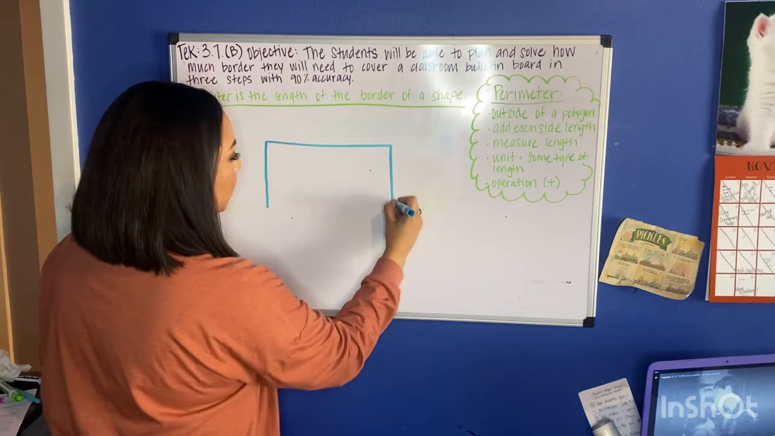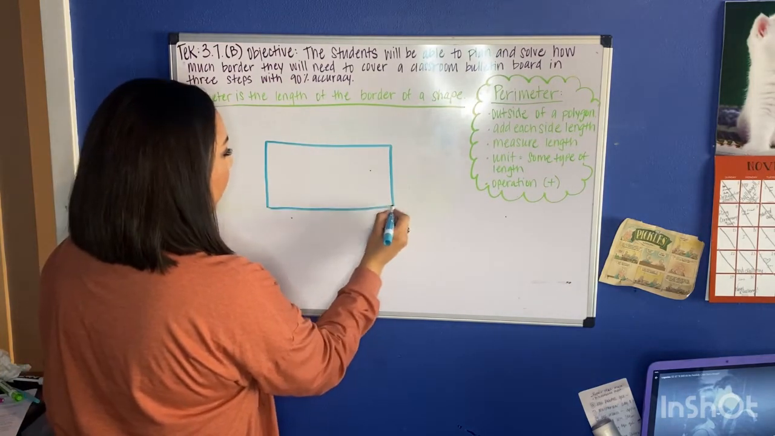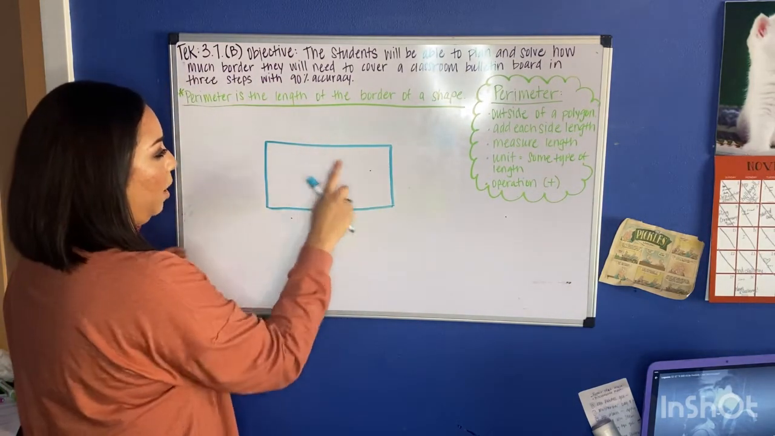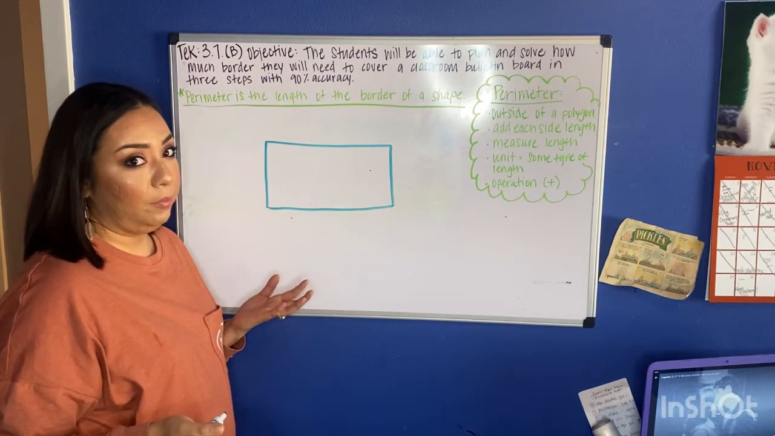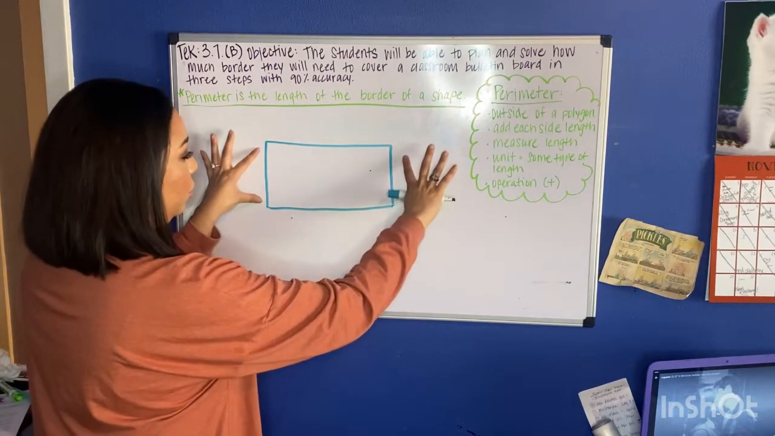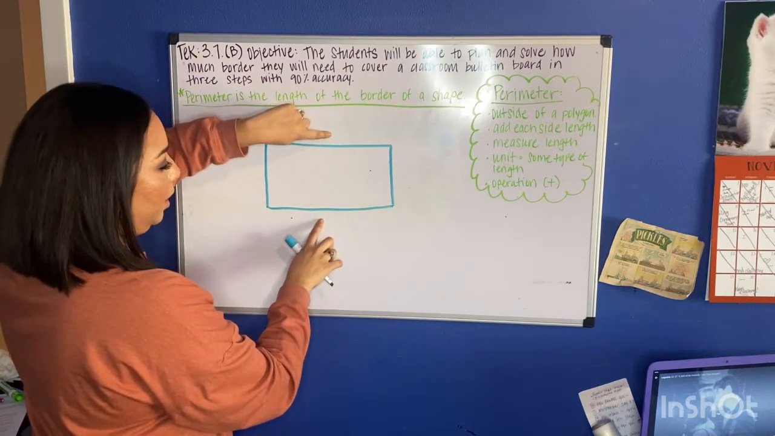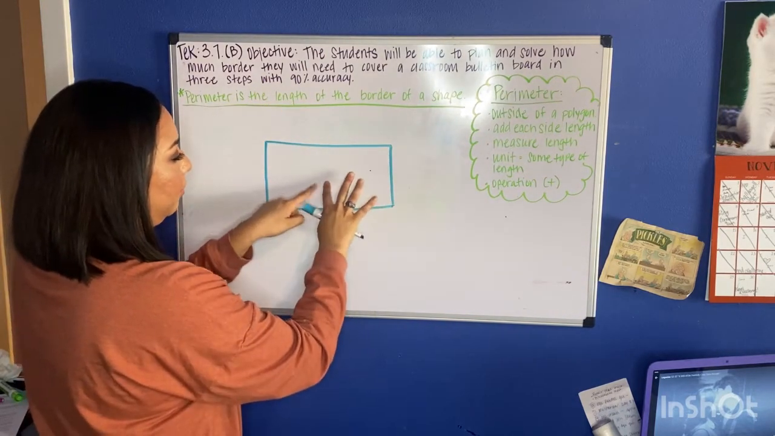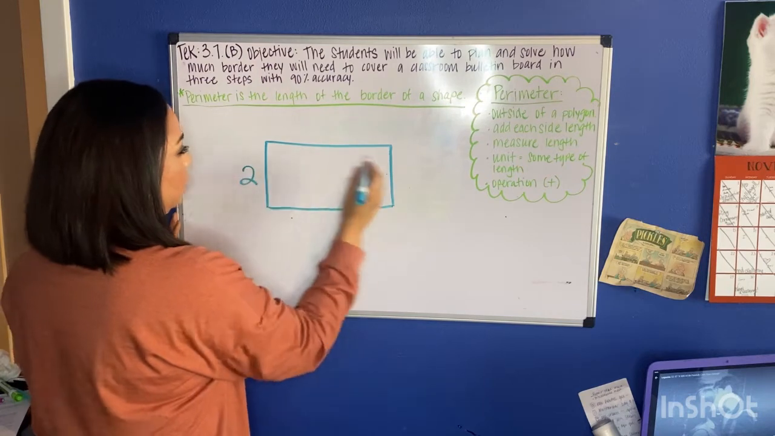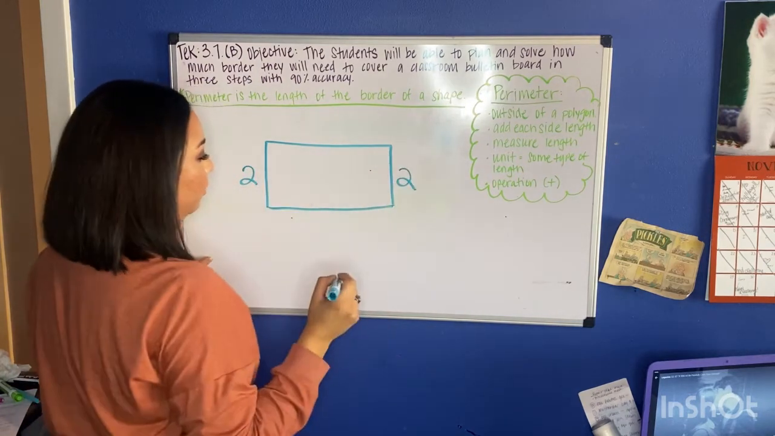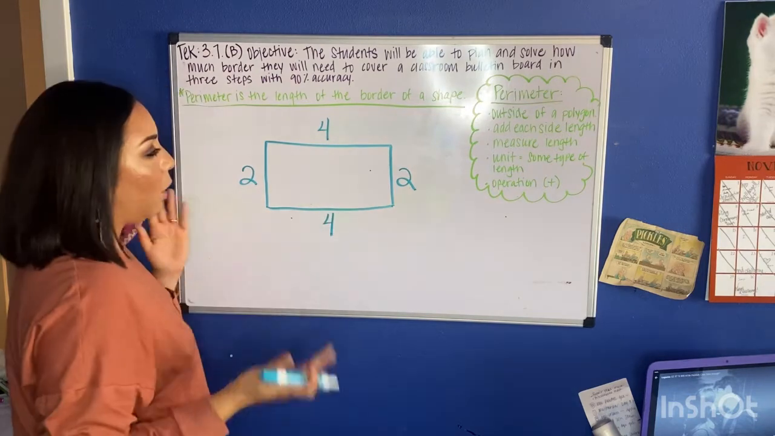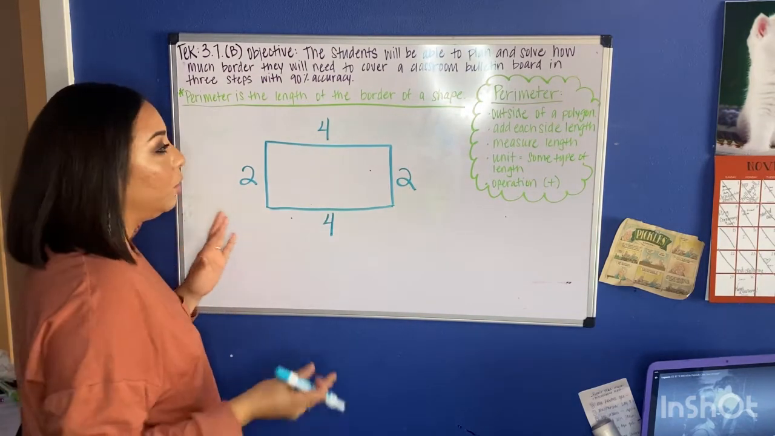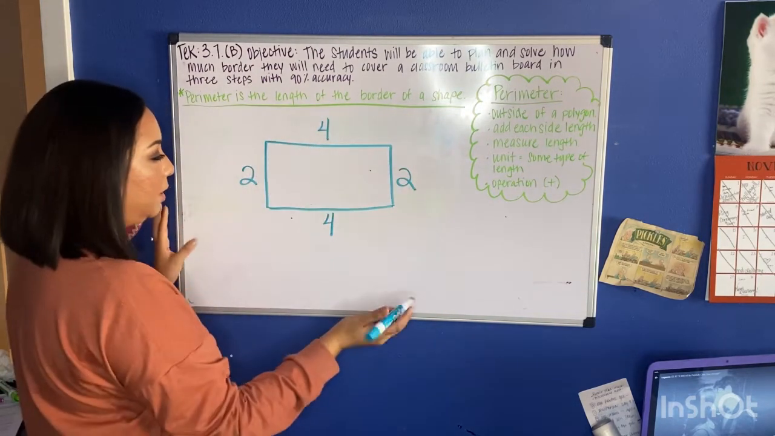How many sides does it have? Right, it has 4. So we have 1, 2, 3, 4. Are all the sides the same? No, because these two are smaller than these two here. But these two are the same. So let's say that these two sides are equal to 2. And then these two are 4. So how are we going to get the perimeter? We are going to add all of the sides together.